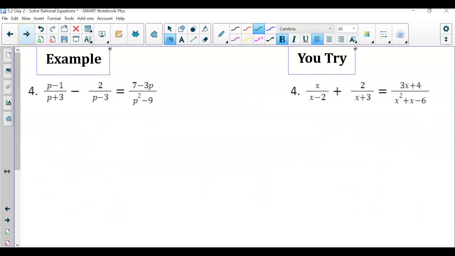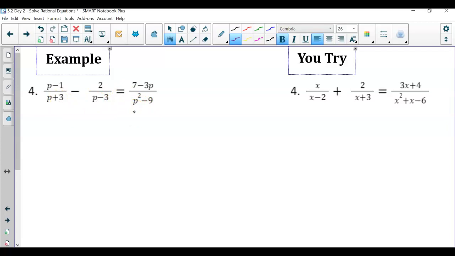With our last example and your try here, notice we are subtracting. Look at the denominators. Always look at the denominators. So here I've got p plus 3, p minus 3, and p squared minus 9. Notice how we're subtracting these two fractions and it's equal to p squared minus 9.